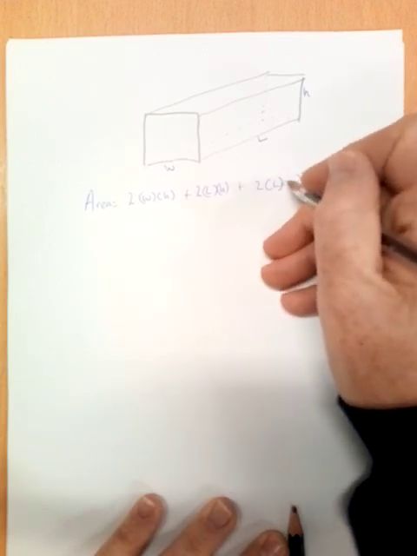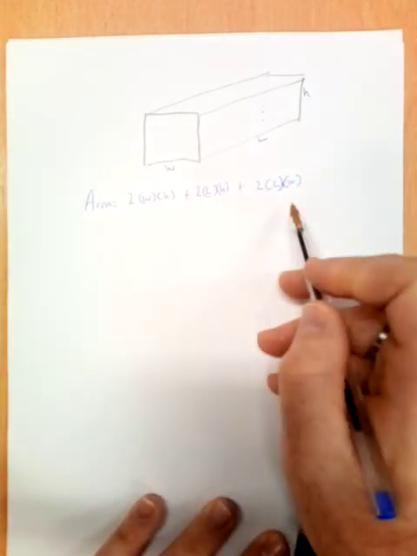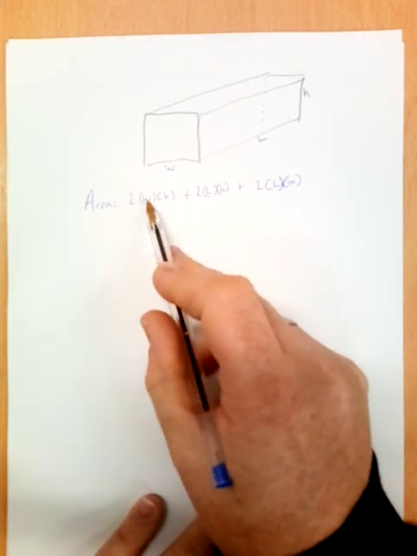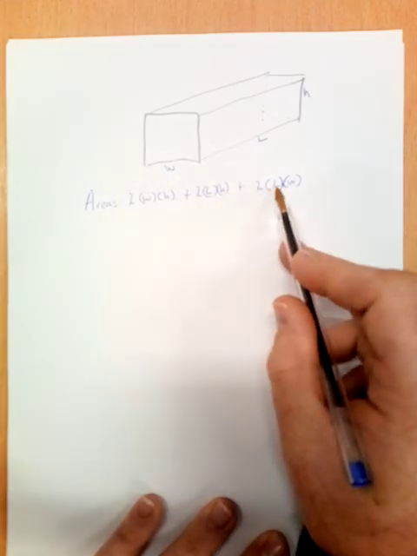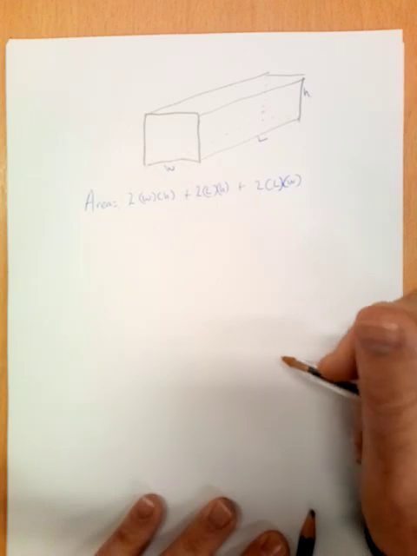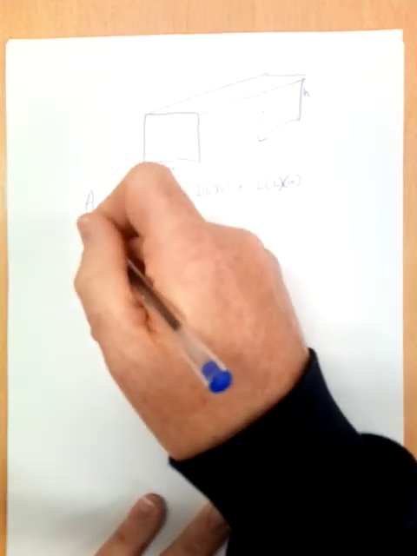Sorry, I should just put brackets, don't bother with the x. So they'll be numbers. That'll be 2 times one number by another, plus 2 times one number by another, plus 2 times one number by another. Simple enough. Okay, the volume is a lot easier.